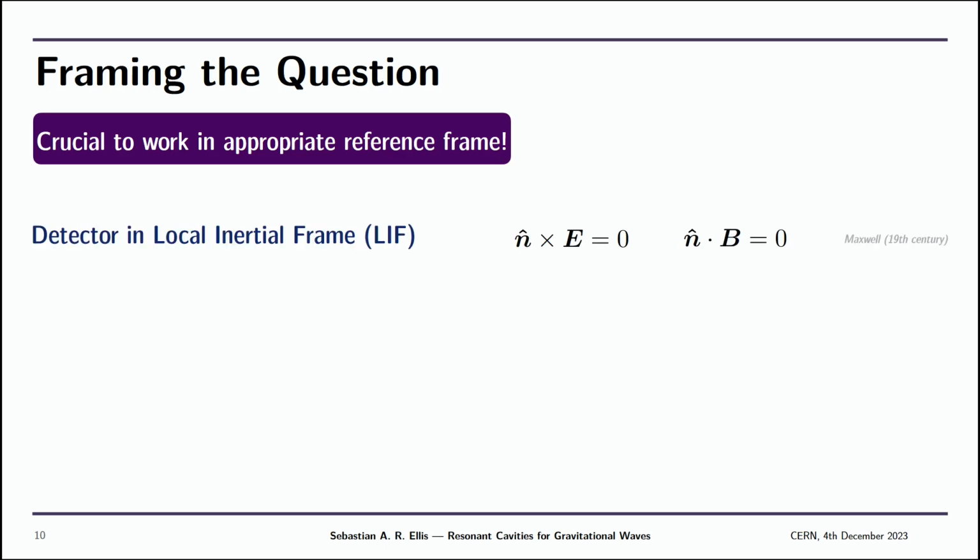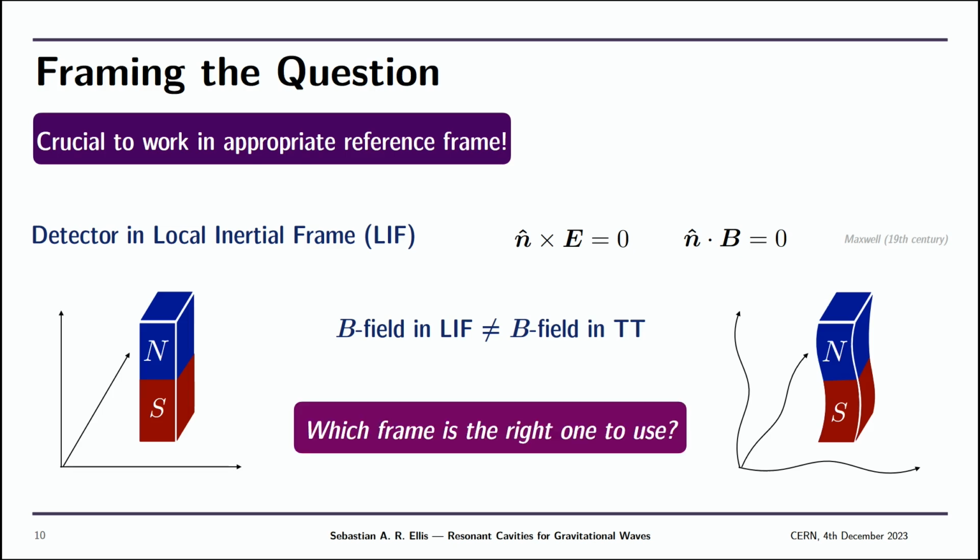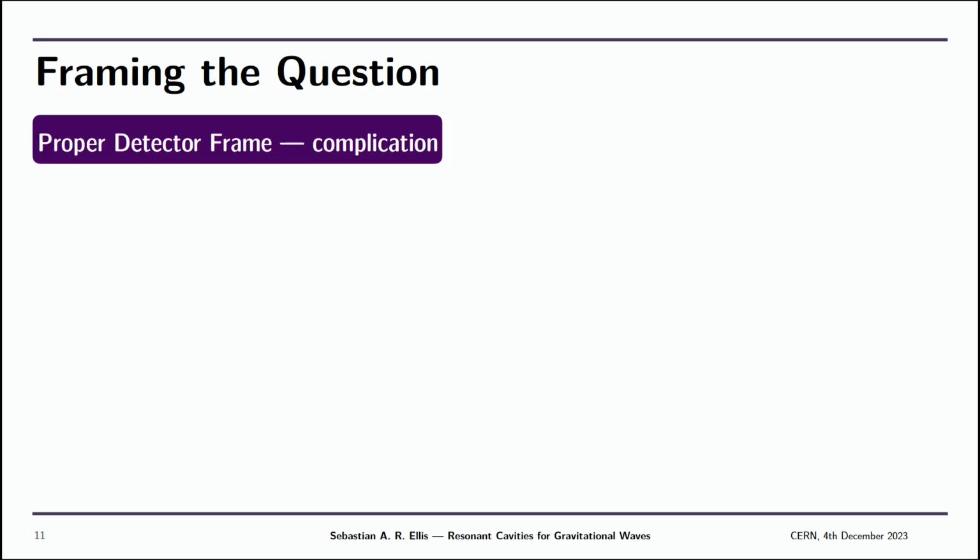So I'm going to work in the local inertial frame, where my nice 19th century physics holds, at least to a very good approximation. And so I would recall that if I work in that basis, so in this local inertial frame or the proper detector frame, in which my magnet is static and my magnetic field is therefore static, this is not the same as if I were to work in TT gauge, where I would need to take my otherwise static in the proper detector frame magnetic field, transform it to the frame of the gravitational wave, and I would find that it was jiggling around. So, which frame is the right one to use? Well, I would argue the proper detector frame.